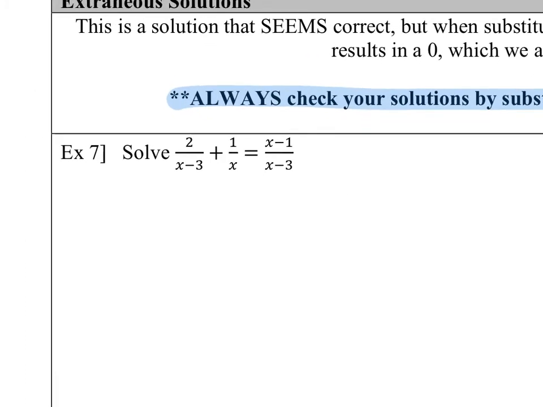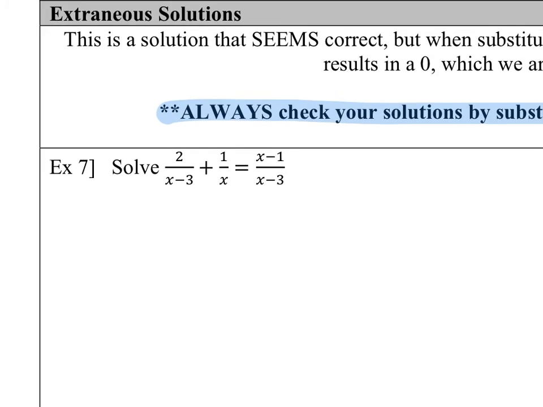So let's try this number 7. See if you can figure out what that LCD is. Go ahead and pause it, try to figure out the LCD, and then start the video back up again. All right, our LCD. In this first fraction, I've got x minus 3. This one I have an x, and this one I have an x minus 3. So for them to be the same, they all need an x, and they all need an x minus 3. So that's what I'm going to multiply all of these fractions by.